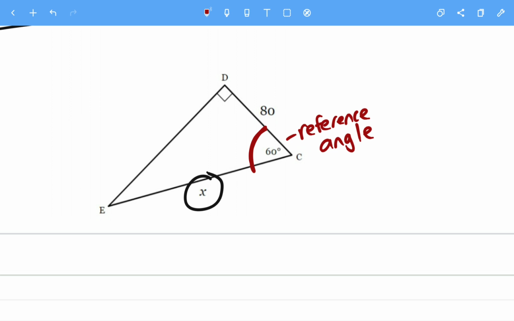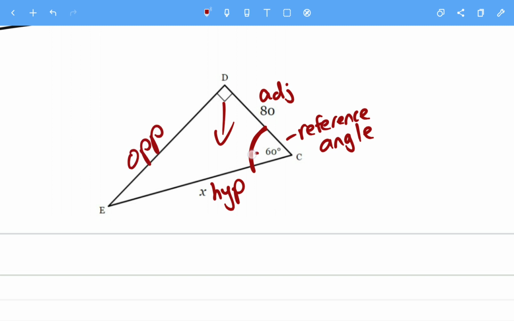Our next step is to label our sides. So the hypotenuse you're going to want to label first. It is opposite the right angle, which makes this long side our hypotenuse. Our next side is the adjacent. That is the other side that is touching our reference angle. Our last side is the opposite, which is across from our reference angle.